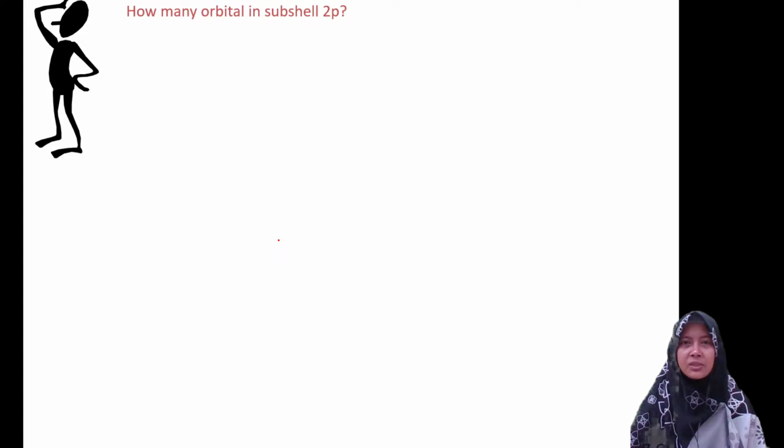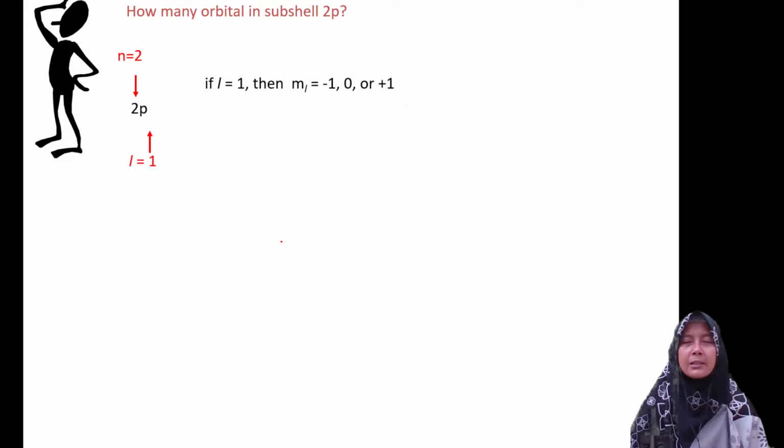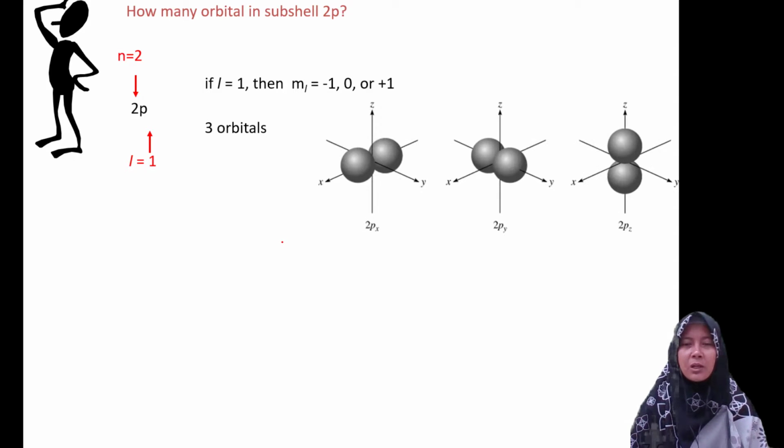How many orbitals are in subshell 2p? From 2p we can conclude that n is equal to 2, meaning it's in the second shell, and the subshell is p, which is the number with L equal to 1. Remember that the ml, the magnetic quantum number, is the interval between minus L and plus L, or minus 1, 0, and plus 1. So it has three orbitals, like in this picture.